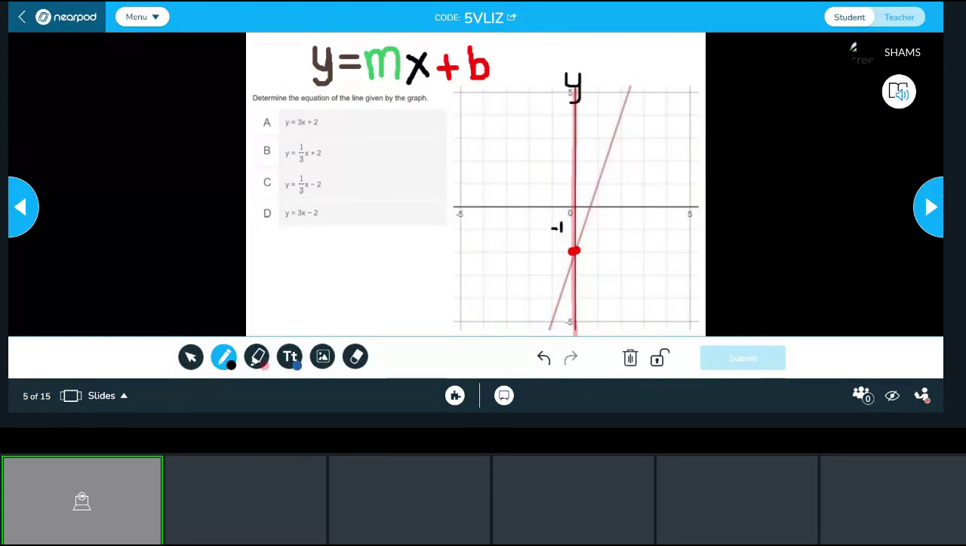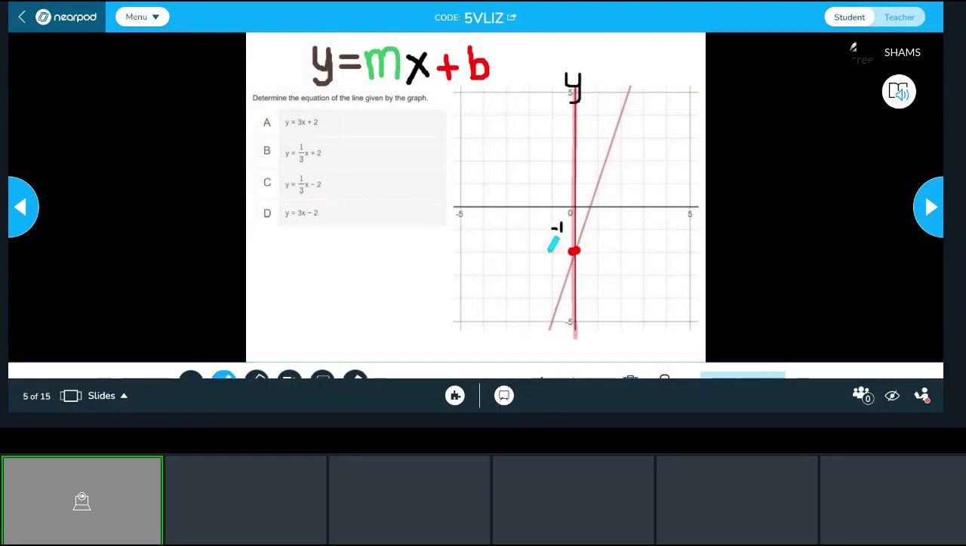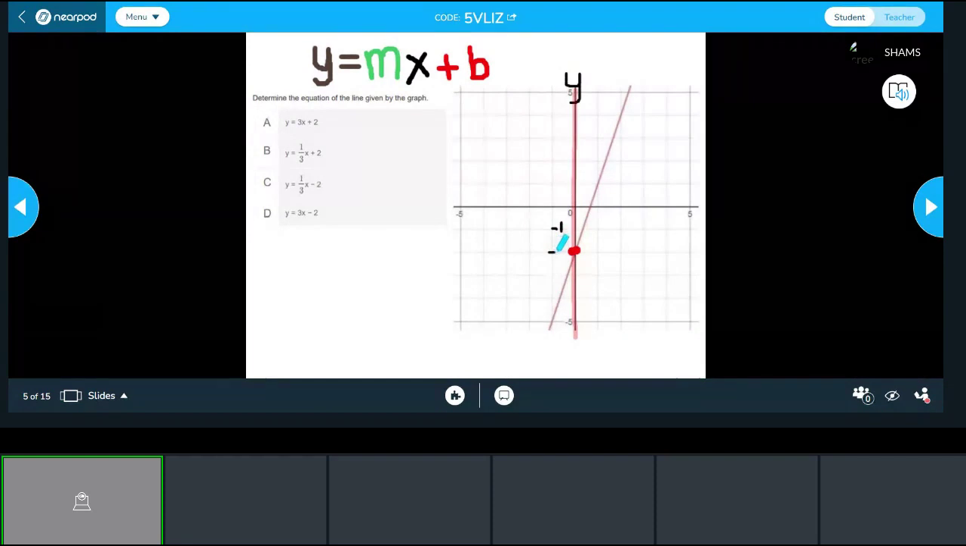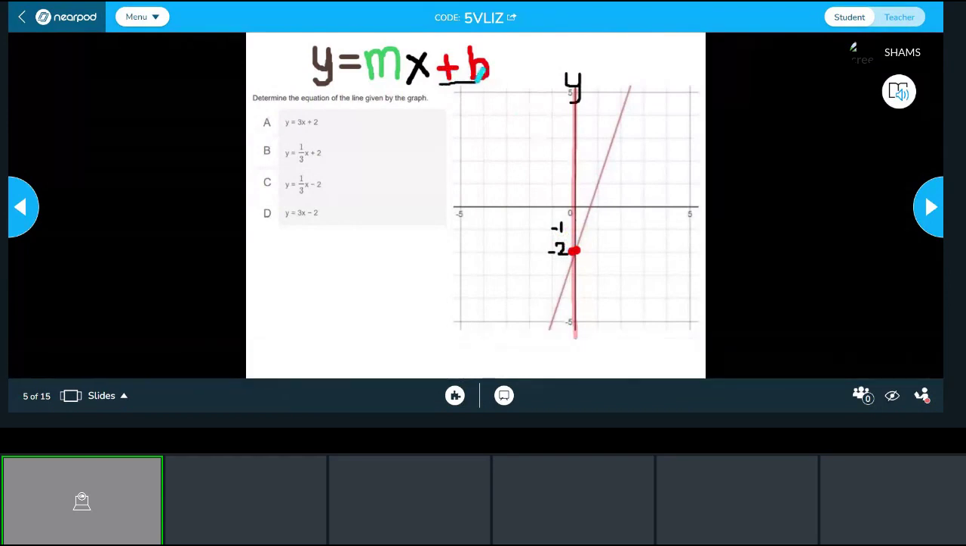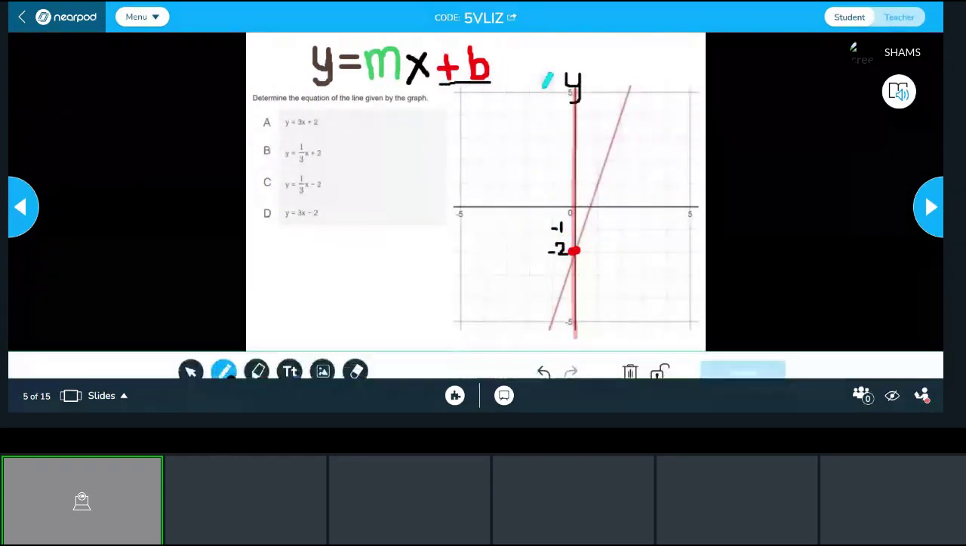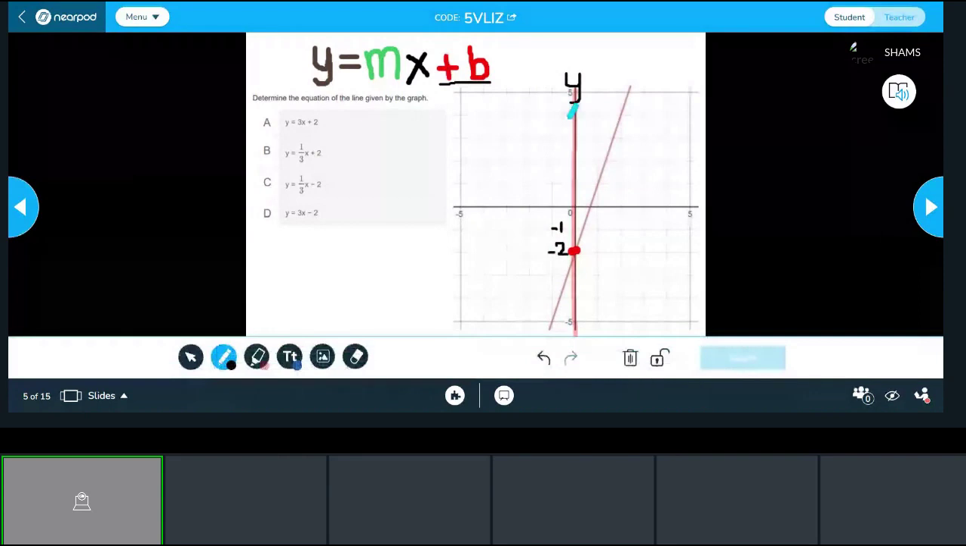Pause the video, try to answer b on your own, then unpause and watch the rest of the recording. Probably I will say that b has to be -2. Right? So I know this part of the equation at this point, that b is -2.